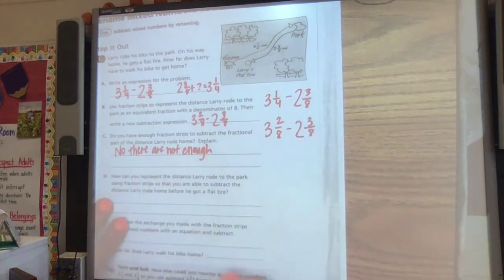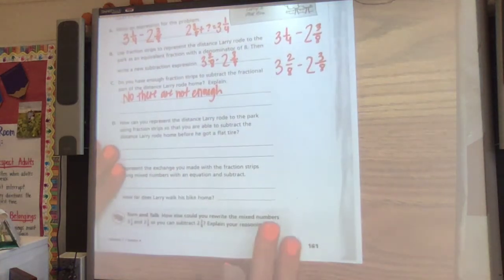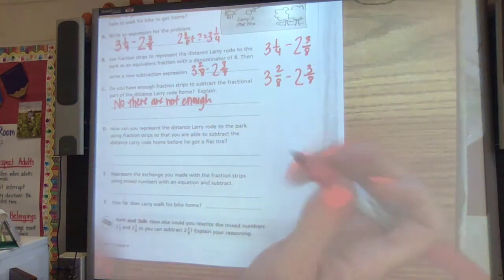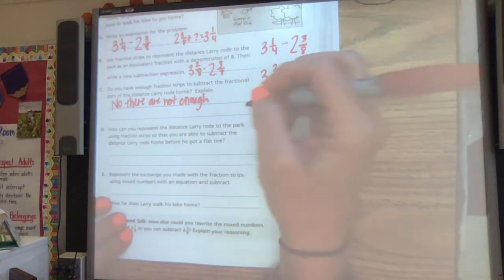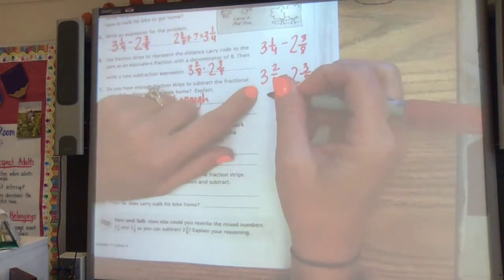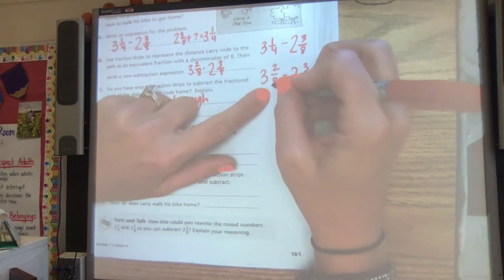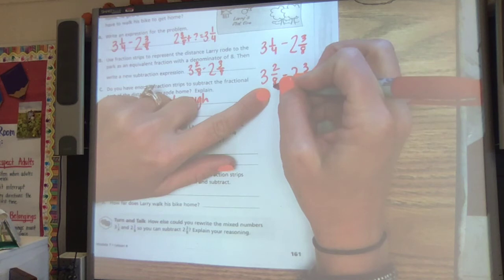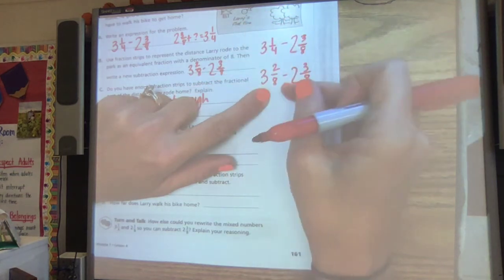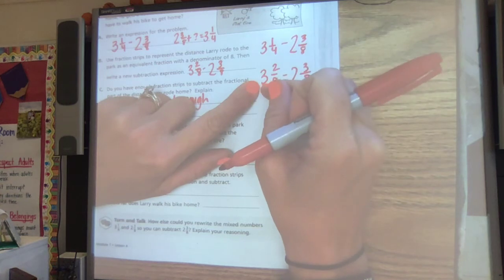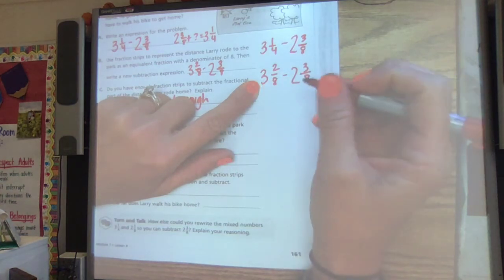How can you represent the distance he rode using fraction strips so you're able to subtract the distance he rode before he got a flat tire? All right? So right here, I want us to think about this whole number. Now this fraction is split into 8s. This distance was measured in 8s. So that means this whole number is how many 8s?